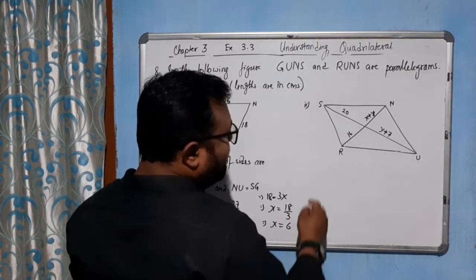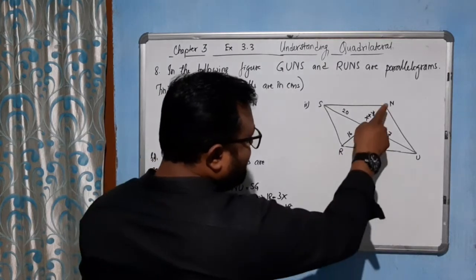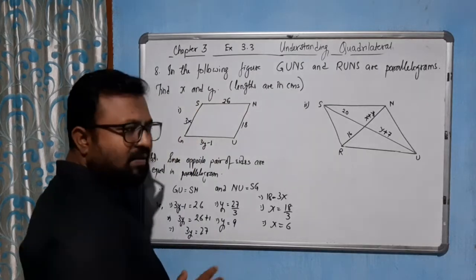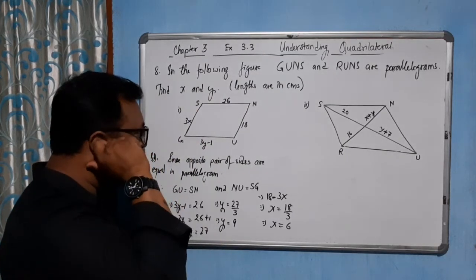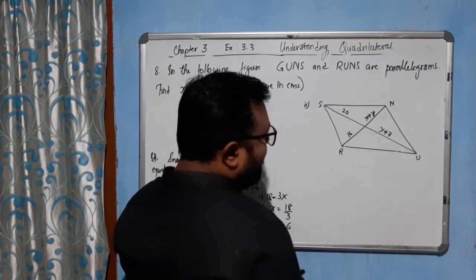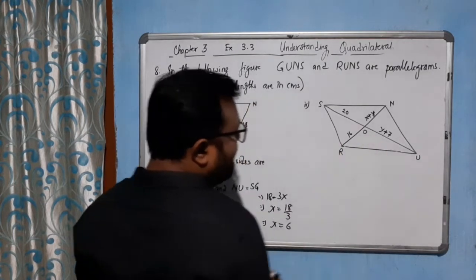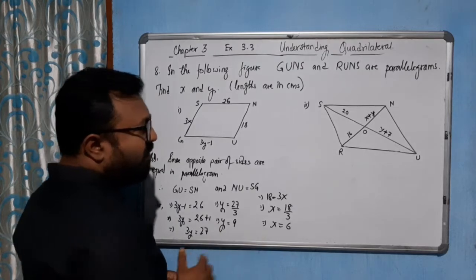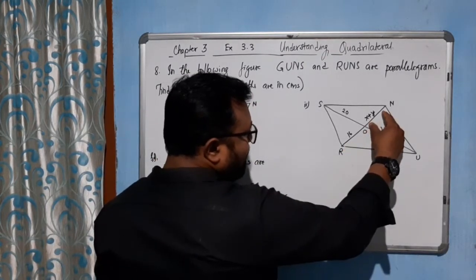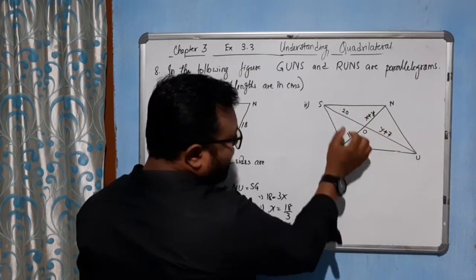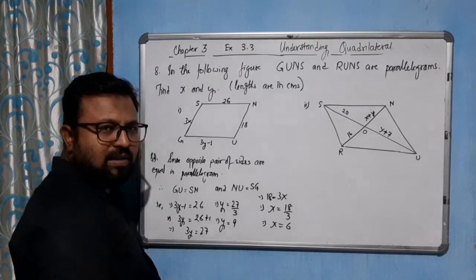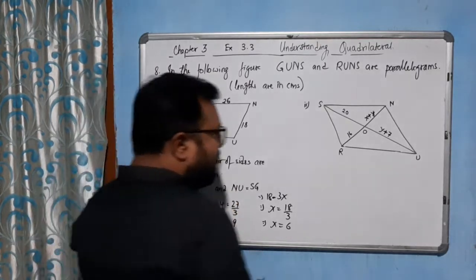In this case, we know that the diagonals bisect each other. In a parallelogram, the diagonals bisect each other. It means, let me mark it as O here. So it means RO will be equal to NO and SO will be equal to UO. Is it clear? So we will do it in this way.